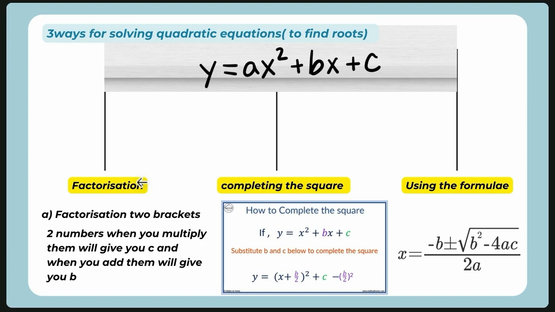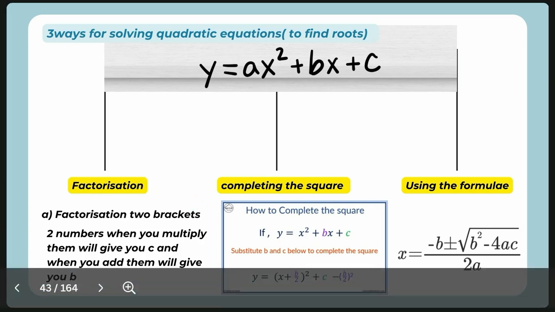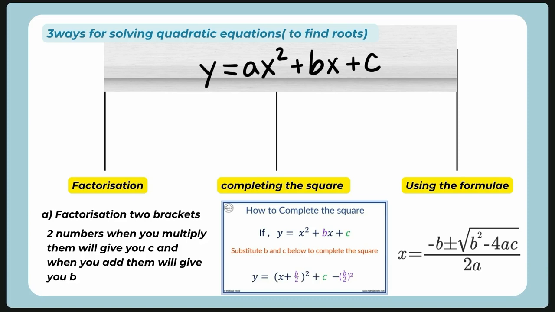The third type is using the formula. So the formula is simply x is equal to negative b, plus or minus the square root of b squared minus 4ac, over 2a. Sometimes before using the formula, we usually do the discriminant, because based on the discriminant, we would know if we can use the formula or not, because sometimes we do not have roots. So we can simply state while solving that it has no real roots, and we do not need to even factorize or complete the square or use the formula.